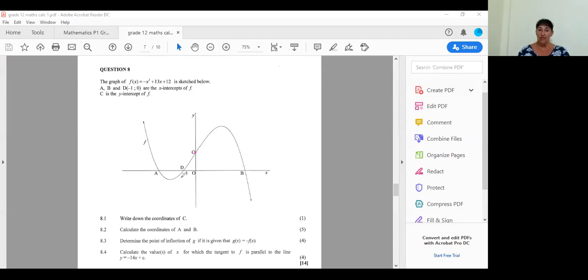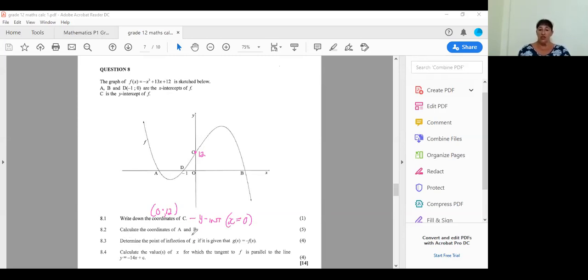And if you look carefully, you'll see that it's where the curve cuts the y-axis. In other words, C is a y-intercept. And how do we find a y-intercept? We let x equal 0. And if we let x be 0, minus 0 cubed plus 13 times 0 plus 12 will be 12. And the coordinates of C, obviously, you need to write them as coordinates, meaning an x and a y. So x is 0 and y is 12. So that's a nice, easy one, only 1 mark.